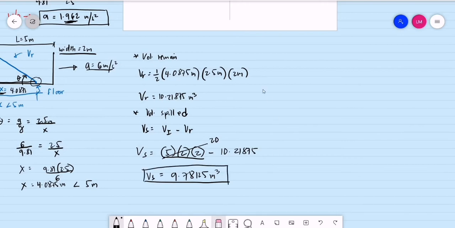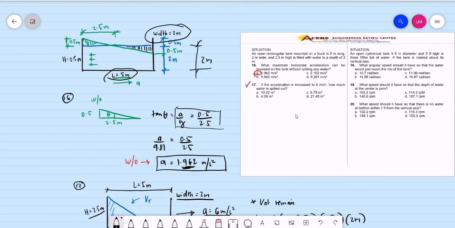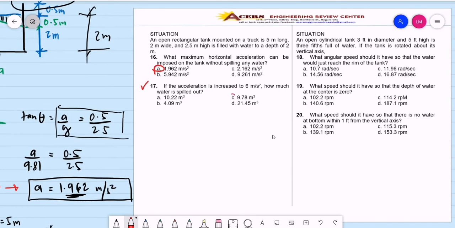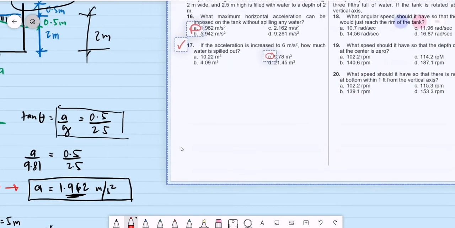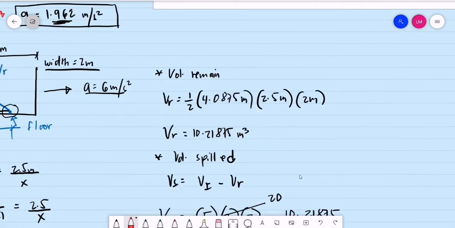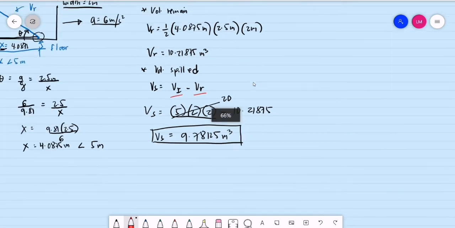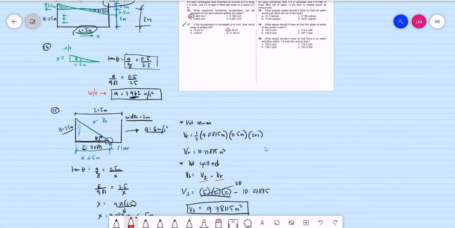So let us check on our choices for problem 17. We have letter C, that is equal to 9.78. So that will be our solution. So again, just to make it clear, how do we compute for spilled volume? That is the initial volume of water minus the volume remaining. So this will be our solution for problem 16, 17.